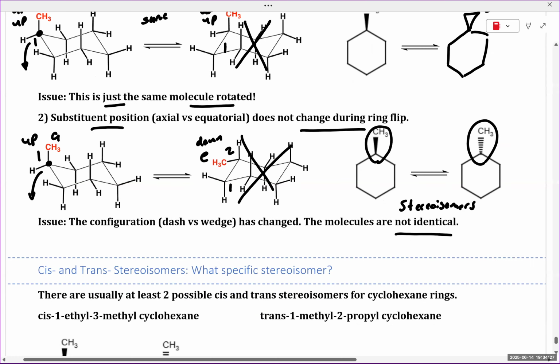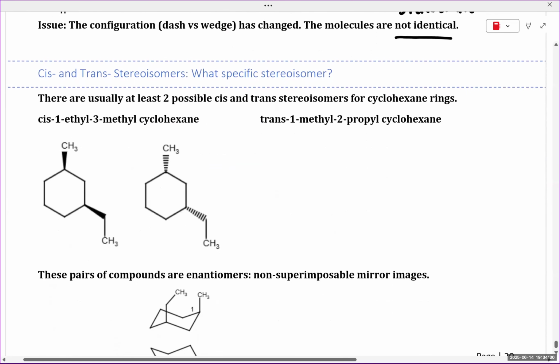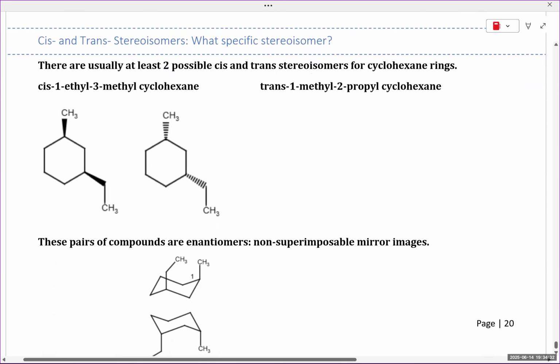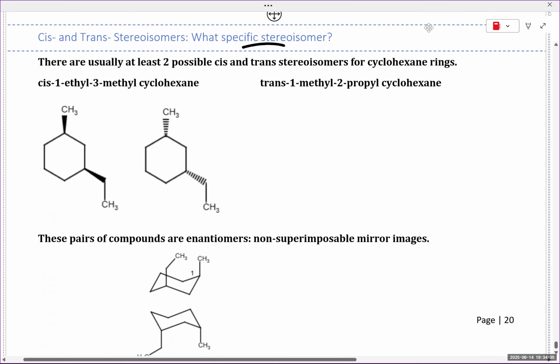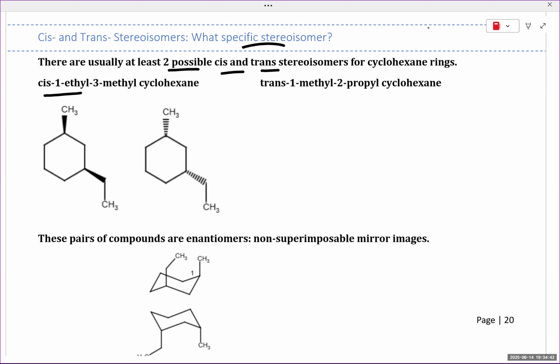The last thing I want to highlight is an issue that arises when you have cis and trans stereoisomers, which is the question, what specific stereoisomer? There are usually at least 2 possible cis and trans stereoisomers. For example, cis 1-ethyl 3-methyl cyclohexane can represent either of these 2 molecules, which both have the cis arrangement. Cis and trans is ambiguous. For example, trans 1-methyl 2-propyl cyclohexane. Take a few moments and try to draw the 2 possible structures that would match that name.